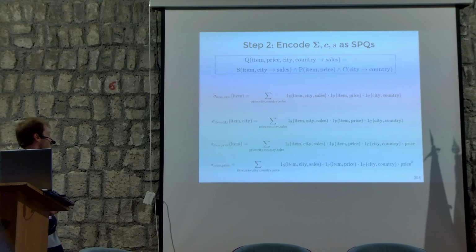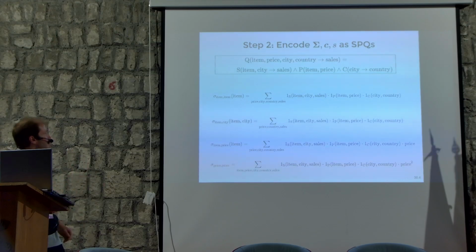Similarly, if we want to take the correlation of a price with the price, which is a numerical feature, the correlation of a price with itself is just one scalar. It's a matrix of dimension 1 by 1. And to compute this, we take the square of a price in this summation and in this product, and we sum up everything. And this is how we can encode the computation of different blocks of sigma as SPQs.